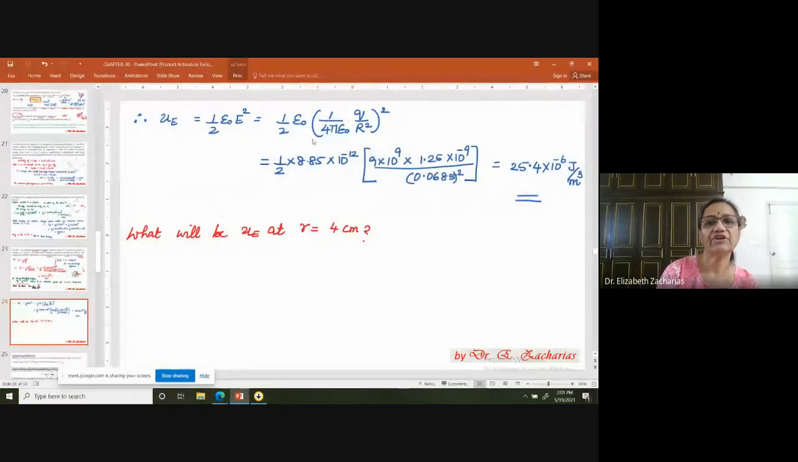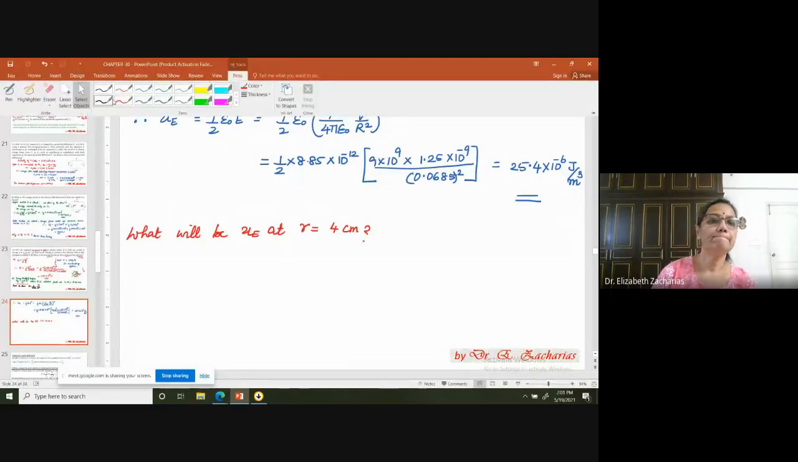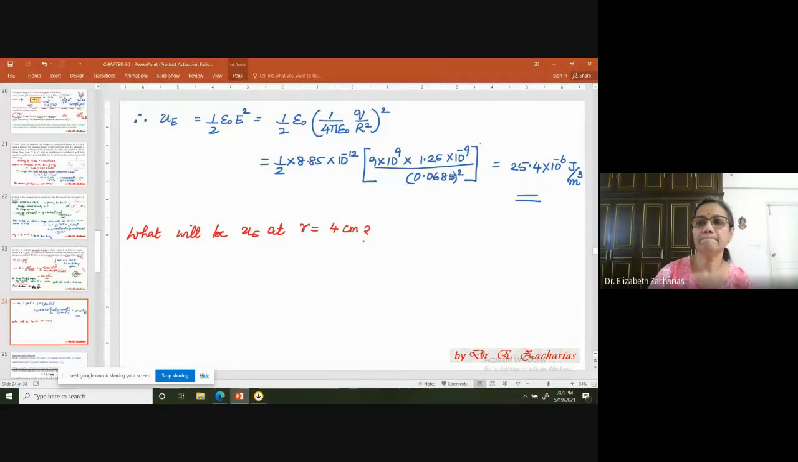Okay, we have completed here. Epsilon naught, 1 by 4 pi epsilon naught Q by R square whole square. Okay, so here I have to write 1 whole square. And if I do the calculation, this is the answer I will get.